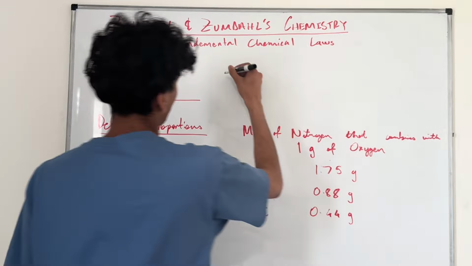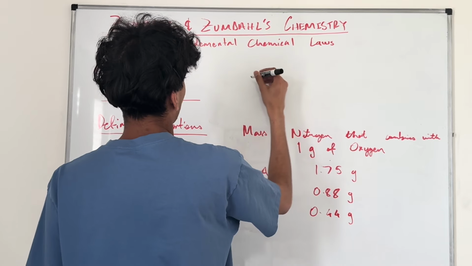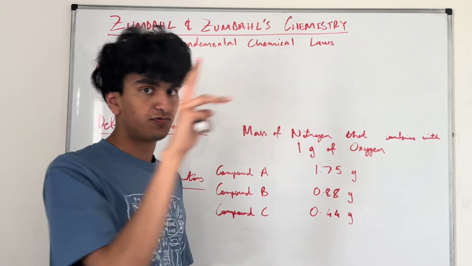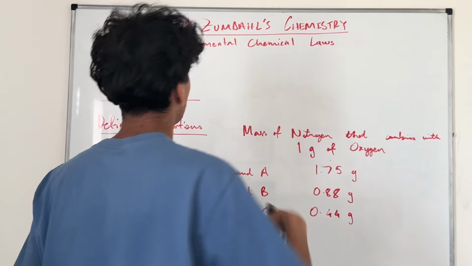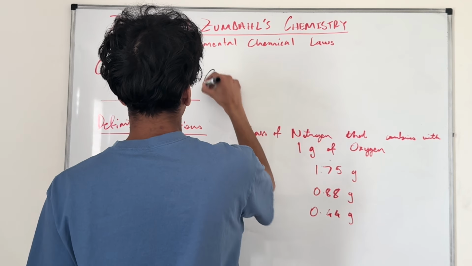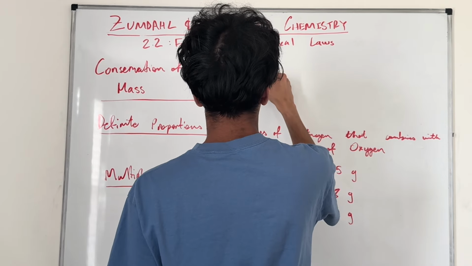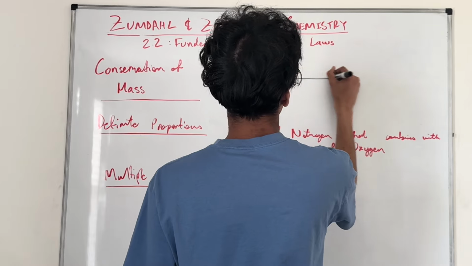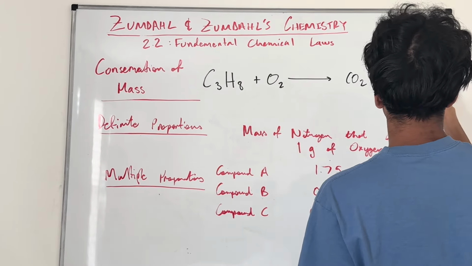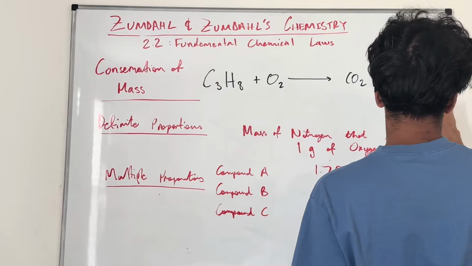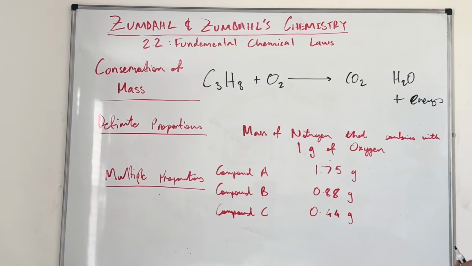A common type of chemical reaction is combustion, right? Fire, that's just a chemical reaction. The way combustion works, if you think about the fire triangle, is fuel, oxygen, and heat. So let's say we have propane, that's C3H8, and let's say we have some oxygen. After the combustion, you're going to have some carbon dioxide, some water, and your energy, the light and heat that comes out of it.